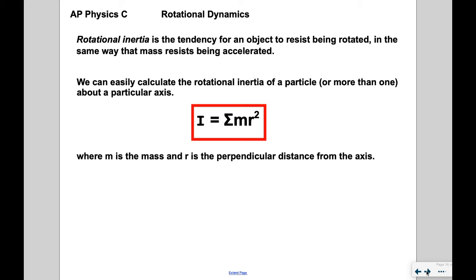Now we've looked at systems of particles. So we know what a particle is. A particle has no physical dimensions of its own, but it can be oriented in some way relative to a rotation axis. So if we have a particle or a series of particles, and we want to know what its rotational inertia is with respect to a particular axis, all we need to do is take the mass of that particle and multiply by r squared, where r is the perpendicular distance from the rotation axis.